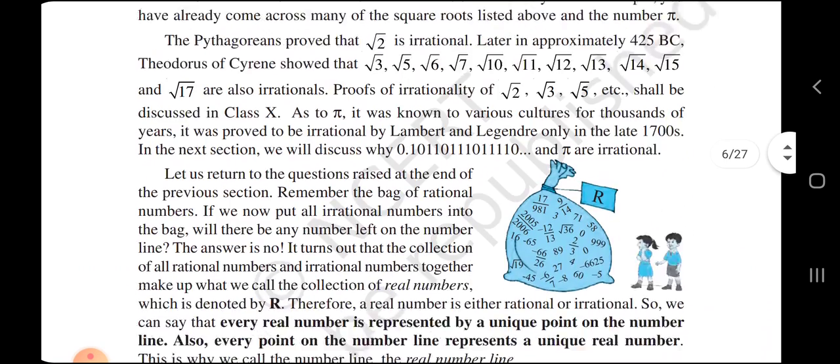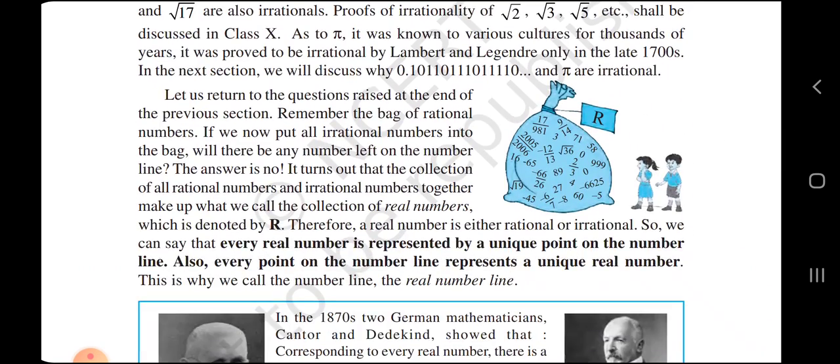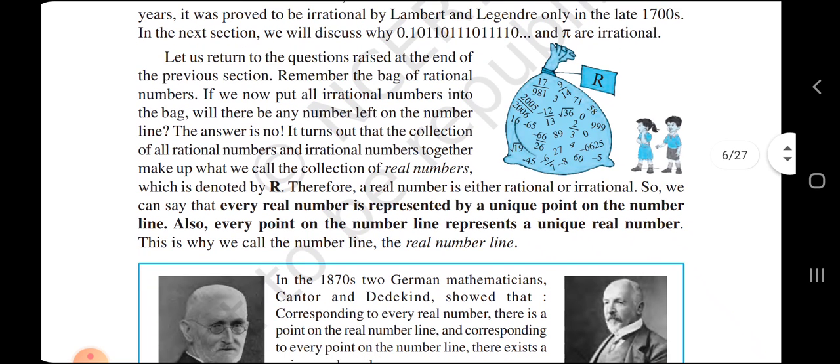Next we learned the real numbers. The collection of rational numbers and irrational numbers is called the real numbers, denoted by capital R. Therefore a real number is either rational or irrational. Every real number is represented by a unique point on the number line, and every point on the number line represents a unique real number. This is why we call it the real number line.